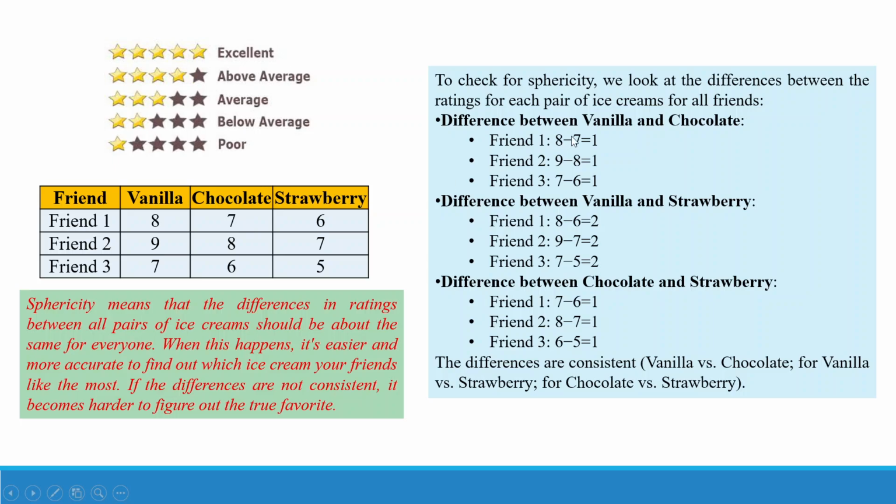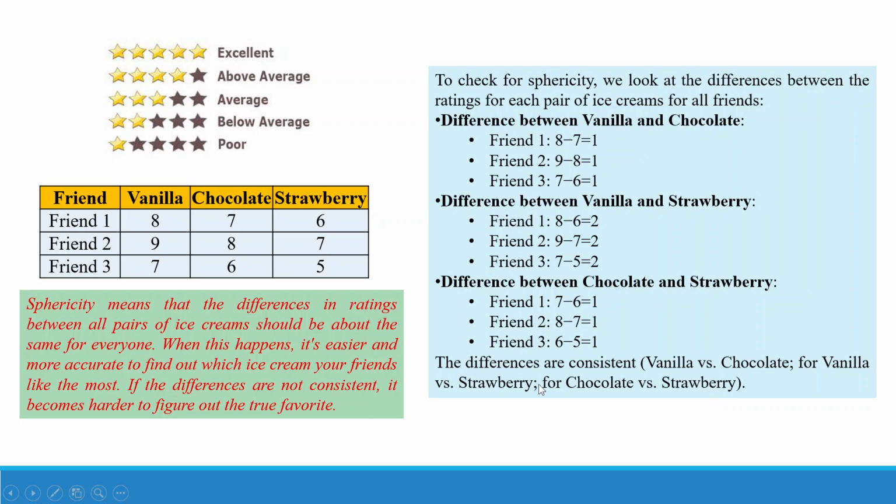8 minus 7, 1. 9 minus 8, 1. 7 minus 6, 1. Difference between vanilla and strawberry: 8 minus 6, 2. 9 minus 7, 2. 7 minus 5, 2. Difference between chocolate and strawberry: 7 minus 6, 1. 8 minus 7, 1. 6 minus 5, 1. The differences are consistent between the pairs vanilla versus chocolate, vanilla versus strawberry, and chocolate versus strawberry.